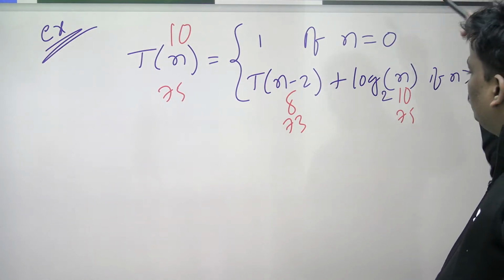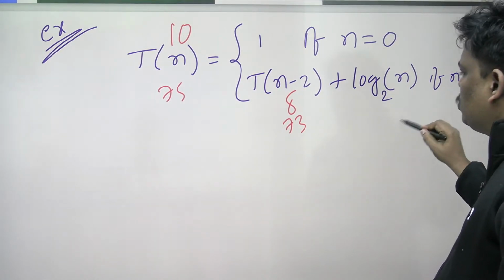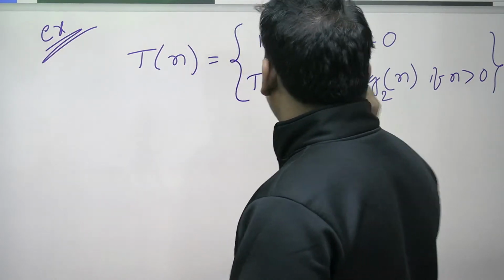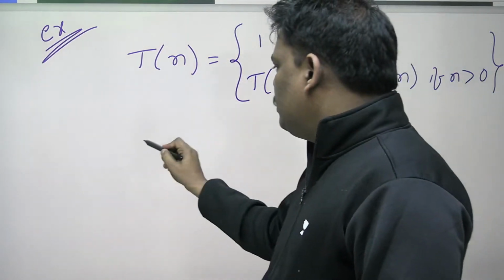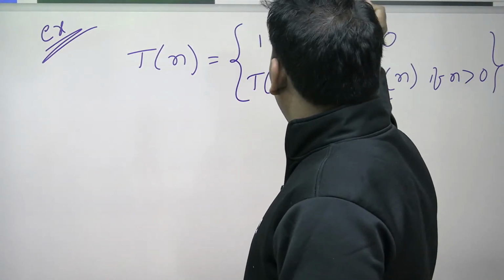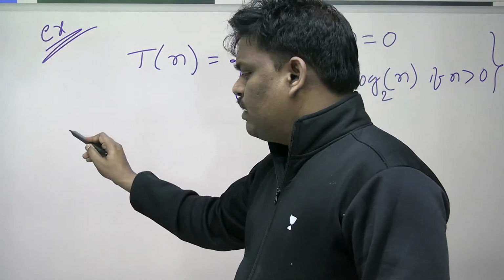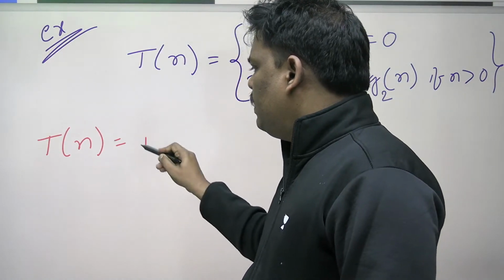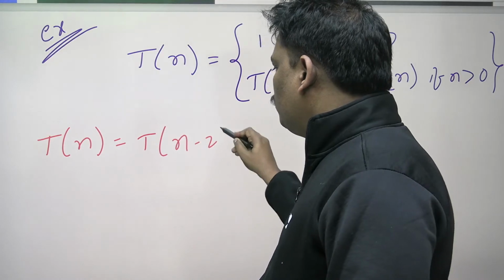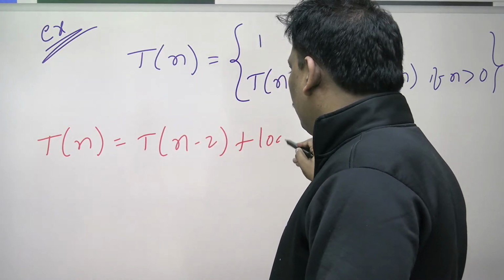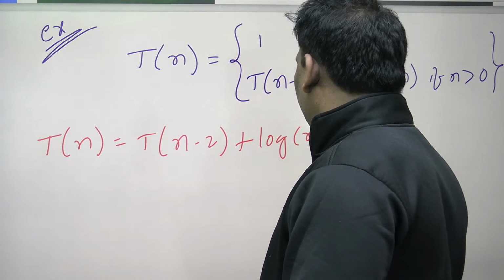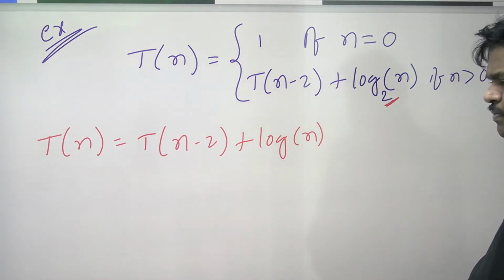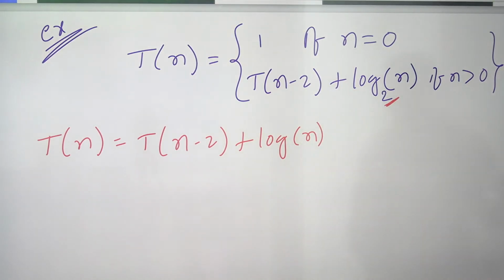If you understand what is going on, now you can start. Right? Let me do it once. T of n is equal to T of n minus 2 plus log of n. The base is 2 only, right? Because base 2 is mentioned, so there is no need to write it every time.